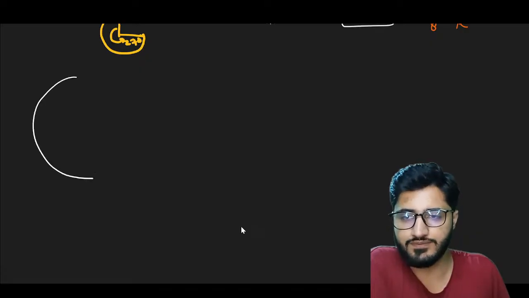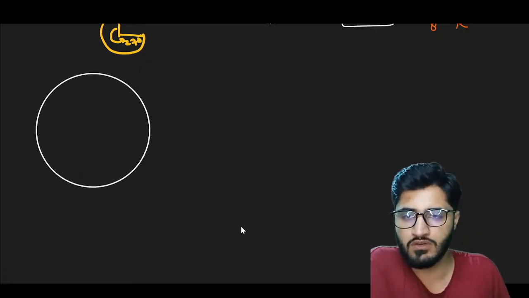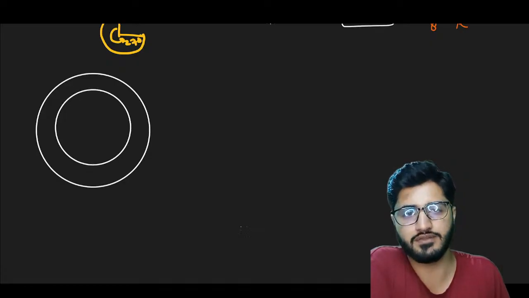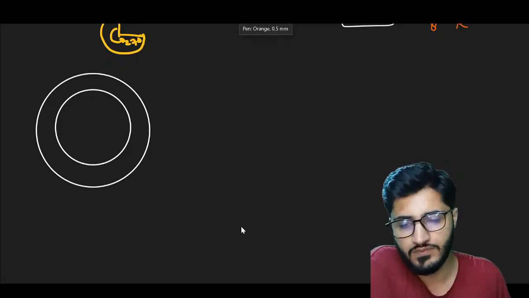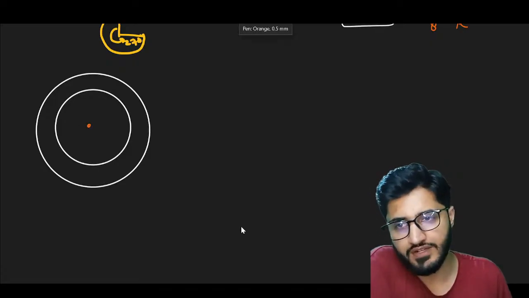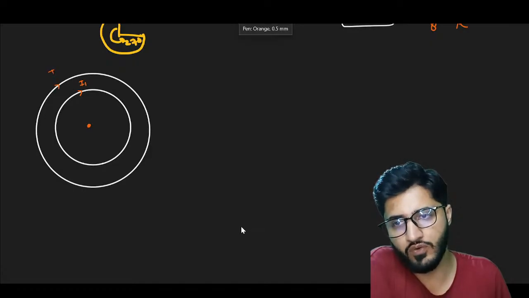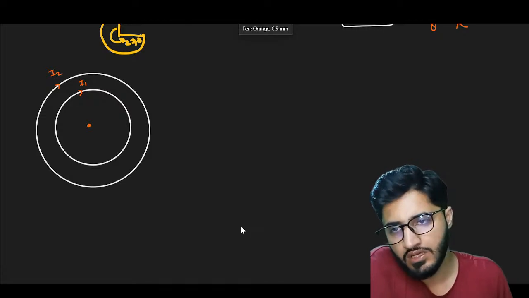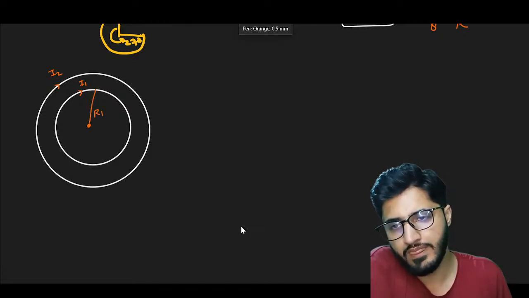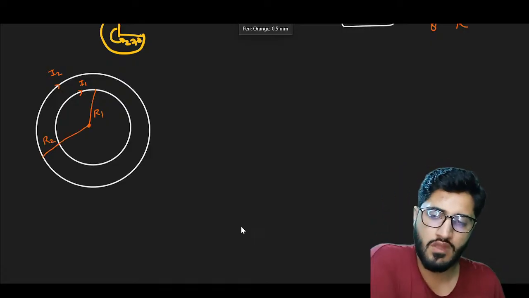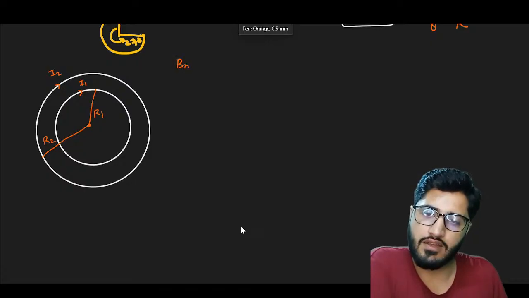We are having two concentric circles. Concentric means same center. Current I1 is flowing in the clockwise way, and current I2 is flowing in the same direction. The small one has radius R1, the big one has radius R2. So what will be the net effect of the magnetic field at the center?